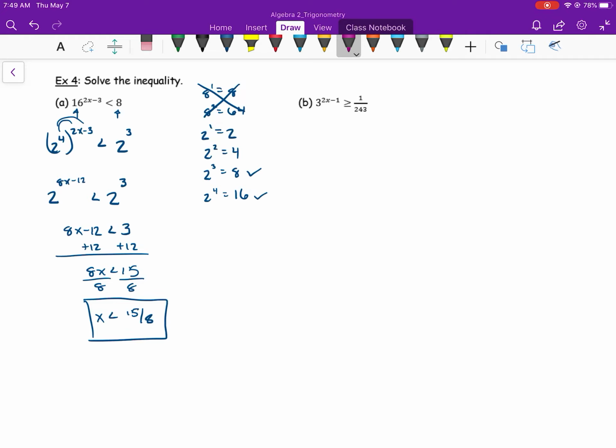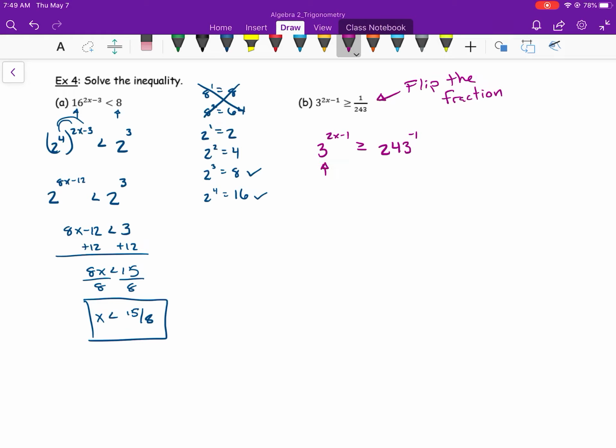Okay. This one's a bit tricky. Alright, so we have a fraction here. We have to flip the fraction. Okay. So I get 3 to the 2x minus 1 is greater than or equal to 243 to the negative 1 power because I flipped it.